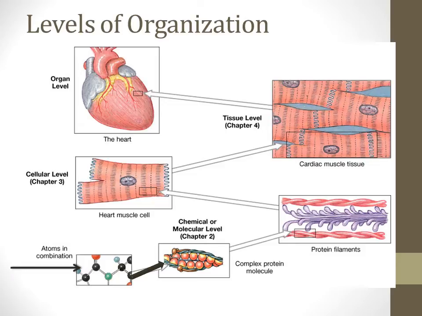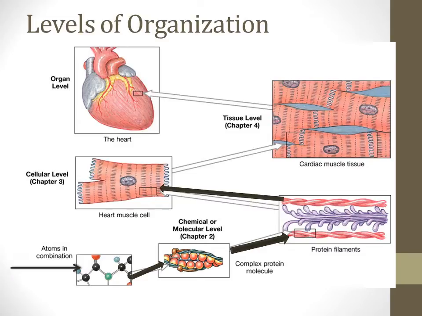And this is an example showing us how the cardiovascular system is formed. So we have the atoms in combination that lead to the complex protein molecule, and this complex protein molecule now forms the protein filament. This protein filament is the smallest cellular level structure that will come together to form the heart muscle cells. This heart muscle cell is now at the cellular level, which means the cellular level comprises the atoms, the molecules, and the protein filament.